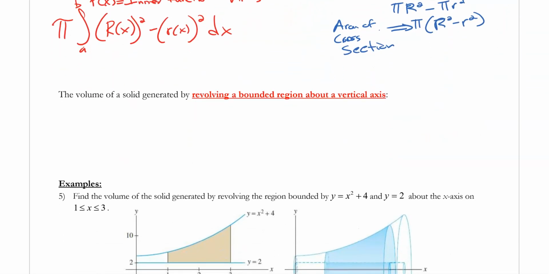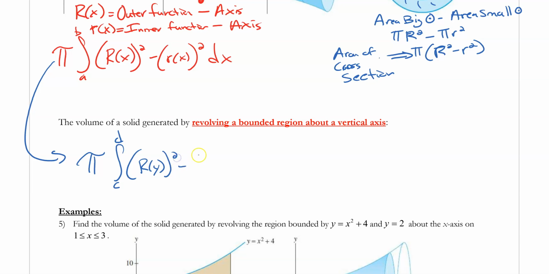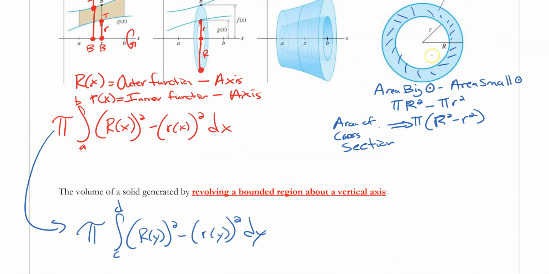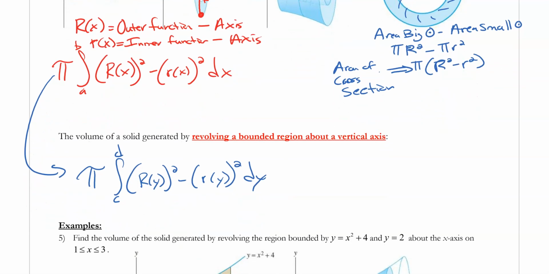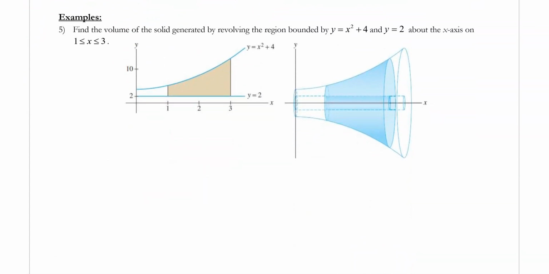Now, when we're rotating around a vertical axis, I'm sure you can probably guess from our previous work how this is going to work out. Very similar, except everything is going to be with respect to y. So R of y, quantity squared, minus r of y, quantity squared, dy. Again, the reason we have 2 different r squareds is because we have to calculate the area of 2 separate circles and subtract them. And figuring out r is the hardest part of these problems. If you can get that part down, it makes these problems really straightforward, a lot like disk problems.